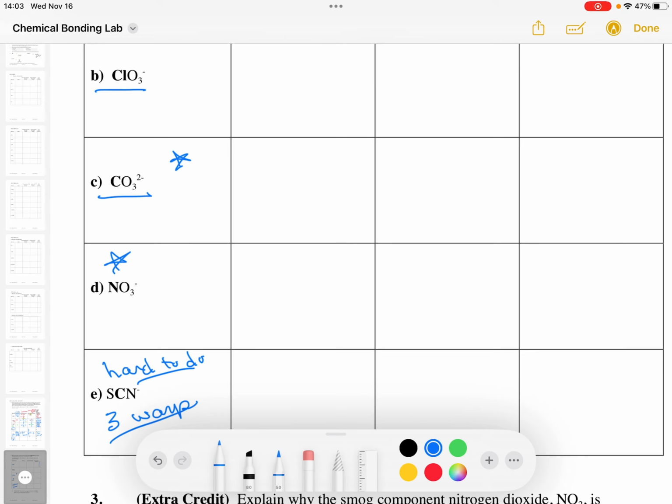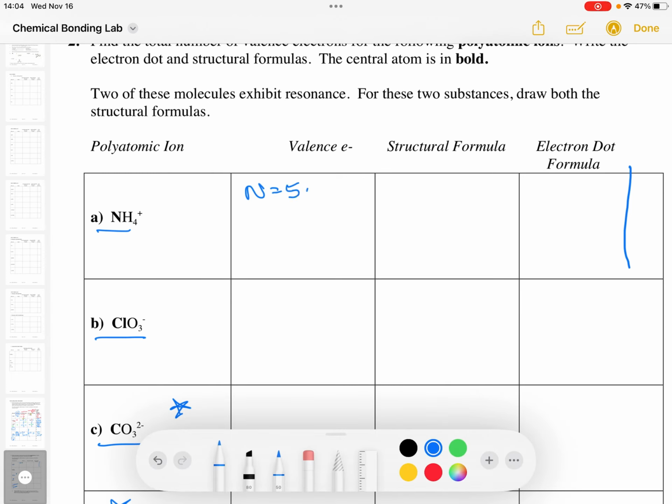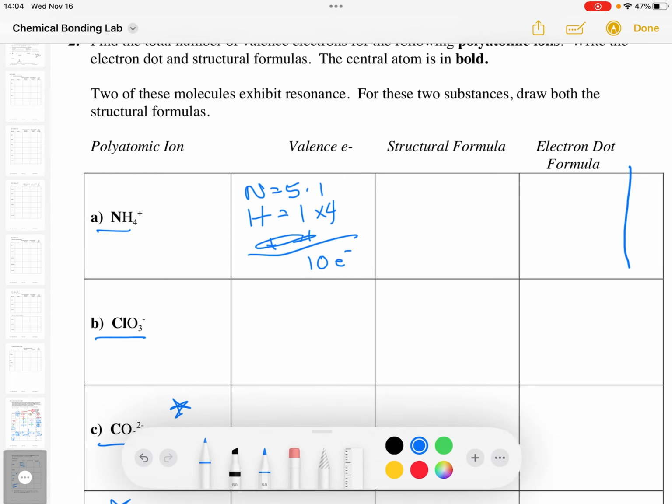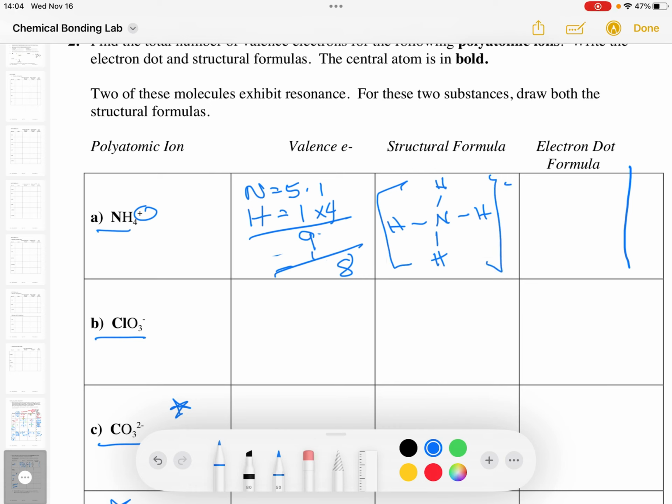So these will all need to have brackets. Your valence electrons will be N equals 5 times 1, H equals 1 times 4, plus 1 extra will be 10 valence electrons. Oh, that's got a plus, so that's going to be minus 1. My bad. I was going to say I can't have 10. That equals 9, and it'll be minus 1 because it's a plus charge, will be 8 valence electrons. You don't have to do electron dots for this one. I guess you do have to do electron dots. For polyatomics, you need to put them in brackets and put the charge.